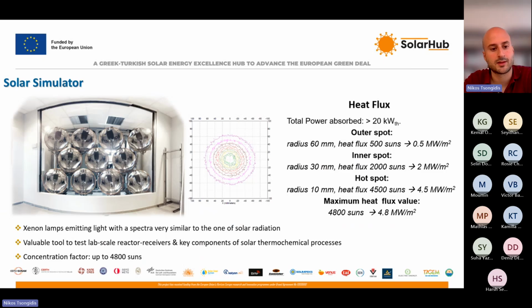And the idea is that these xenon lamps emit light in a spectra which is very similar to the one of the solar radiation. So in this case, it is quite easy and quite efficient to simulate the conditions that take place on field. And this is a quite valuable tool in order, of course, to evaluate lab-scale reactors and some key components of all the thermochemical related processes. And lastly, the concentration factor that we achieve with this solar simulator can reach up to 4,800 suns.